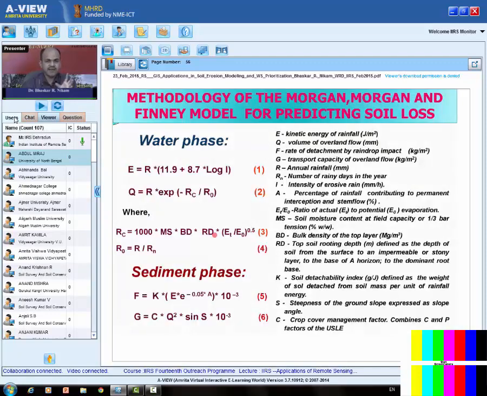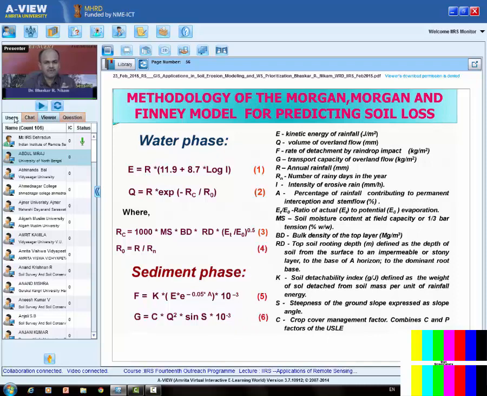That's why we will try to do this. So in the MMF model, the process is divided into two phases. One is the water phase and another is the sediment phase. In the water phase, first of all, we'll calculate the kinetic energy of rainfall. Then we'll calculate the discharge. Then in the sediment phase, we'll calculate the detachment due to drop, and we'll calculate the transport capacity of runoff. So this is the first MMF model.